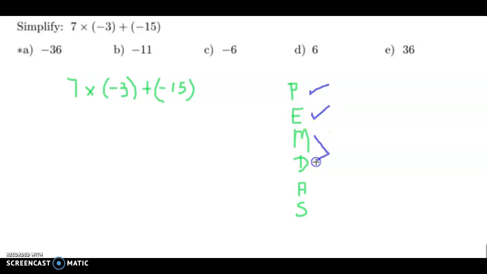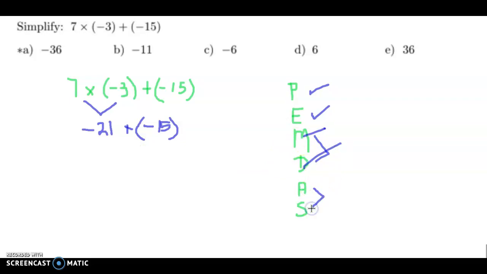Next, multiplication, division, depending on what order they come in. So if I go left to right, I do notice I have a multiplication here. So that's what I'm going to handle first. Positive times a negative is a negative. 7 times 3 is 21. And then I just bring down the rest, plus a -15, because I have not taken care of that part yet. So I'm done with multiplication and I'm done with division.